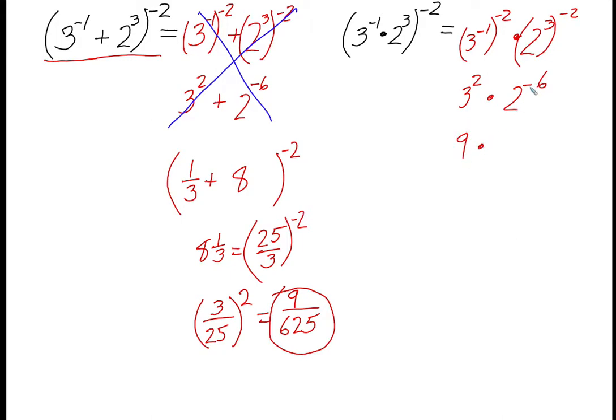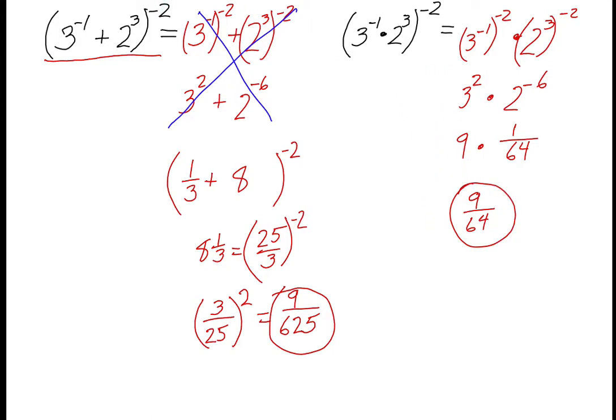2 to the negative 6, again, that negative means I'm doing a reciprocal. It's going to be on the bottom of a fraction. And 2 to the 6th would be, let's see, 2, 4, 8, 16, 32. This is 64. So we've got 9 times 1 64ths. 9 64ths is our answer.